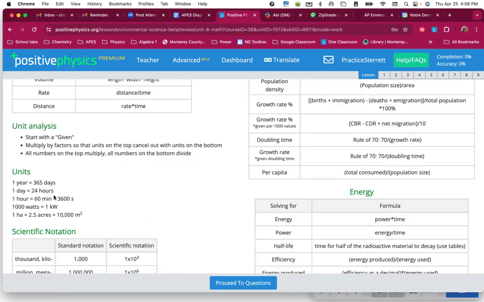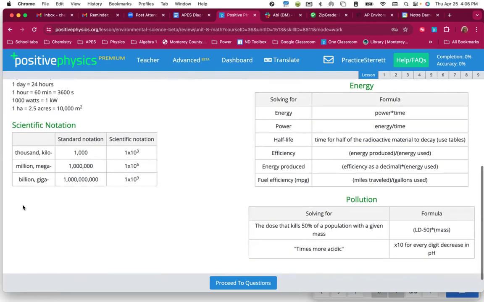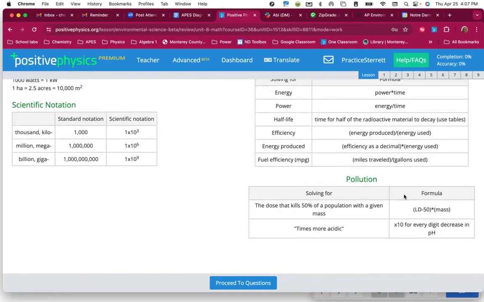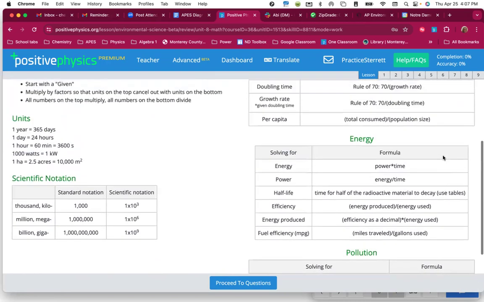And different units that they probably need to be aware of. They don't need to memorize every unit there is, but they do need to know, for instance, that 1 kilowatt is equal to 1,000 watts. And so these are all of the different formulas for the whole class.